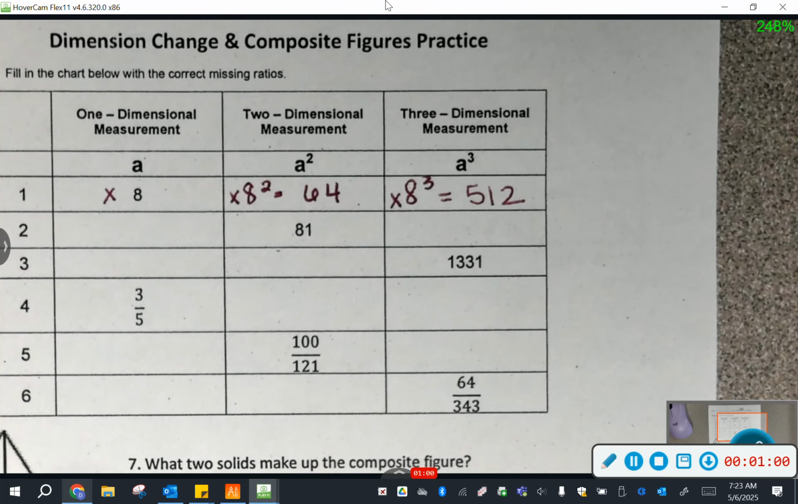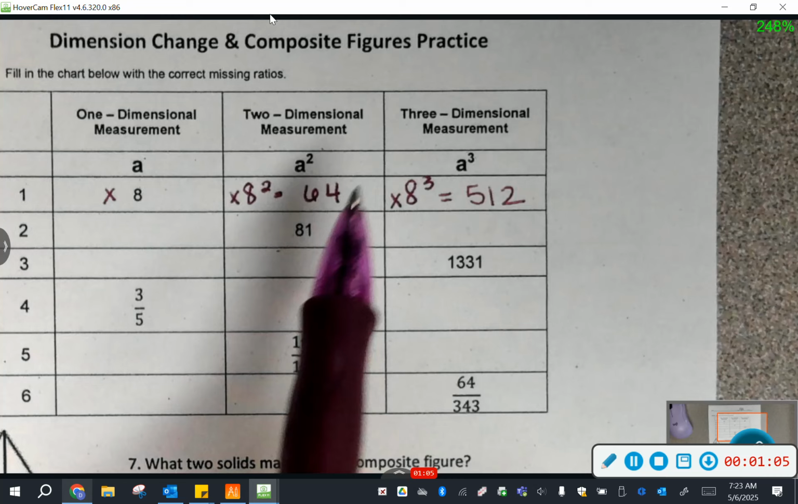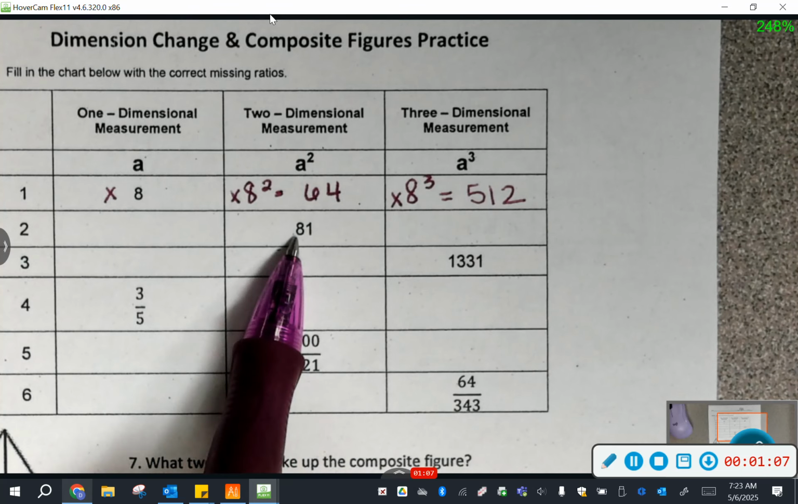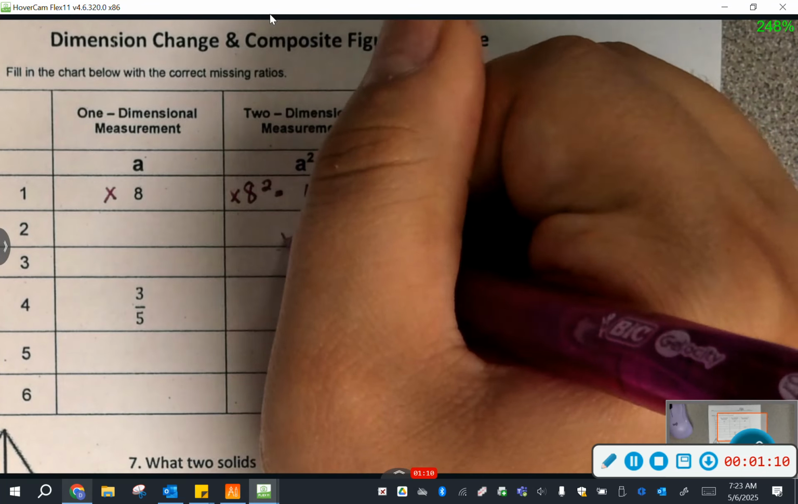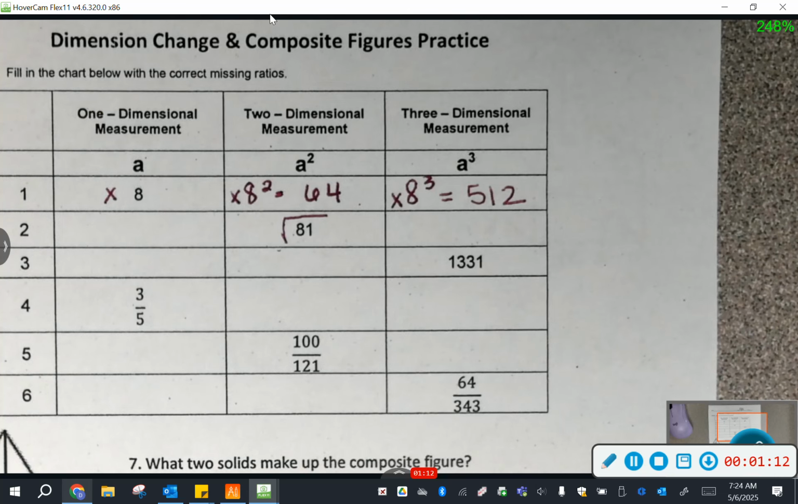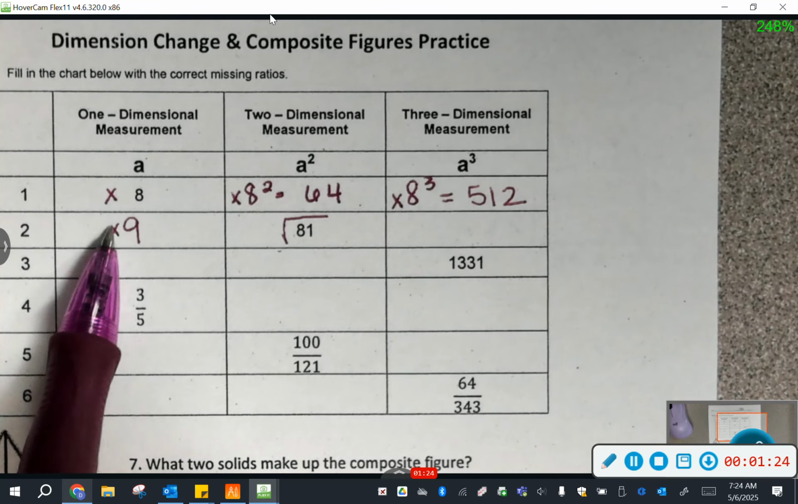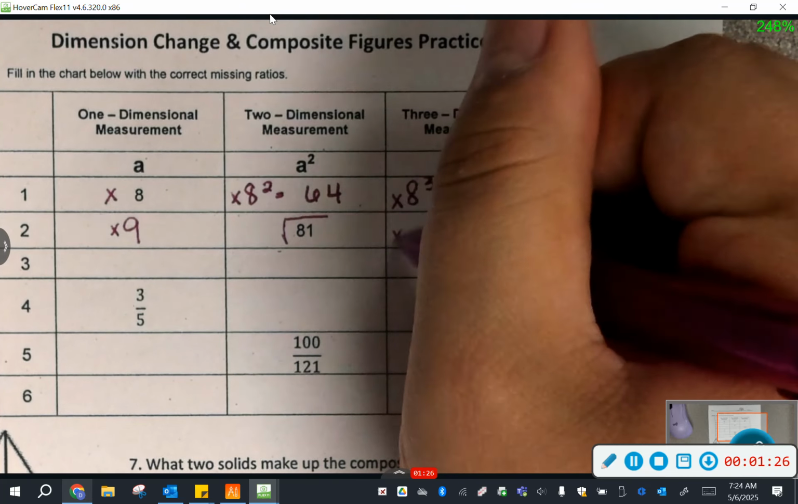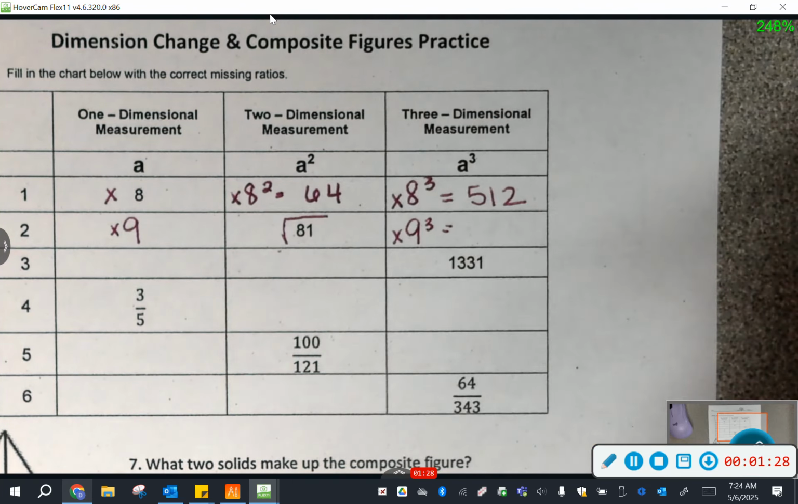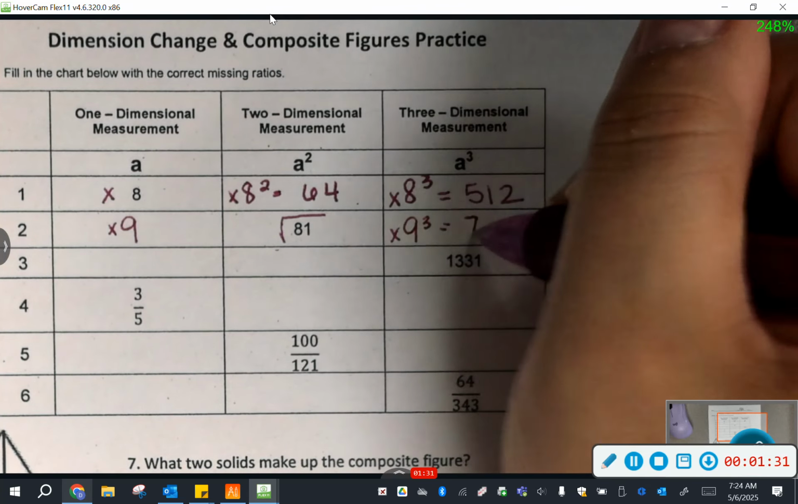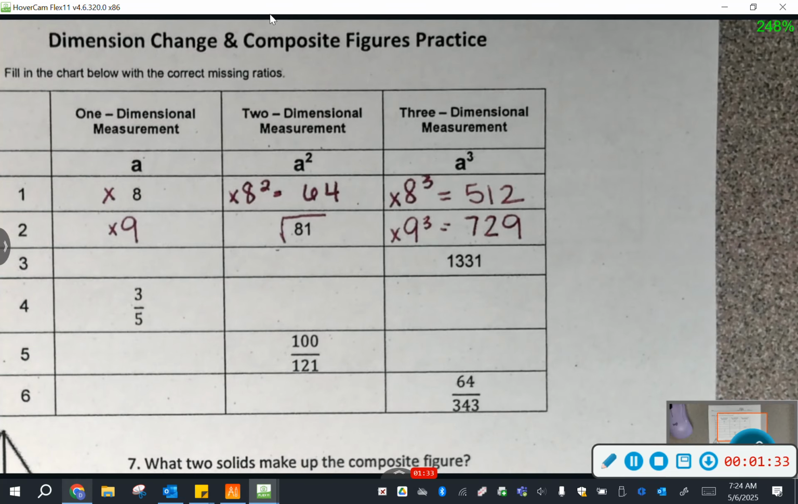All right. If you have the first one, that's all you're doing. For my second one, what if I have the middle column? Square root it. If you are given the middle column, you go backwards and square root it. What is the square root of 81? 9 is my answer. And that goes in the first column. And if 9 is in my first column, what am I going to do? 9 cubed. And 9 cubed is 729.